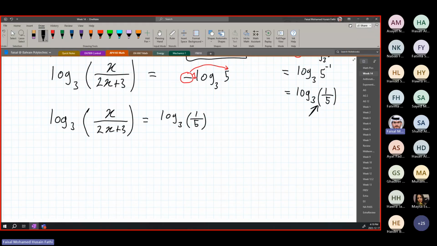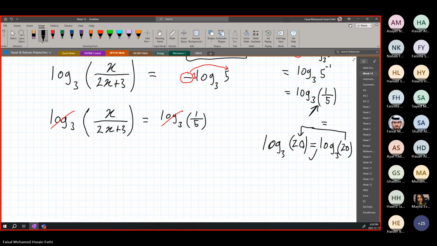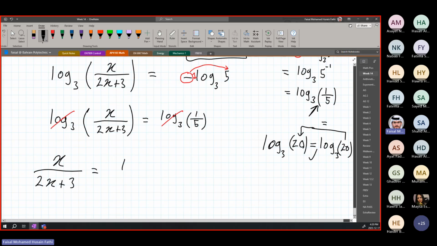Why is that? Because logically, log 3 of, for example, 20 has to be equal to log 3 of 20. Right? These numbers inside have to be equal for this equation to be correct. So you can simply think of it as: you can cancel the logs of the same base directly, and we can start solving the equation as if it's a normal equation. So x over 2x plus 3 is equal to 1 over 5. You can cross multiply over here to make it easier.